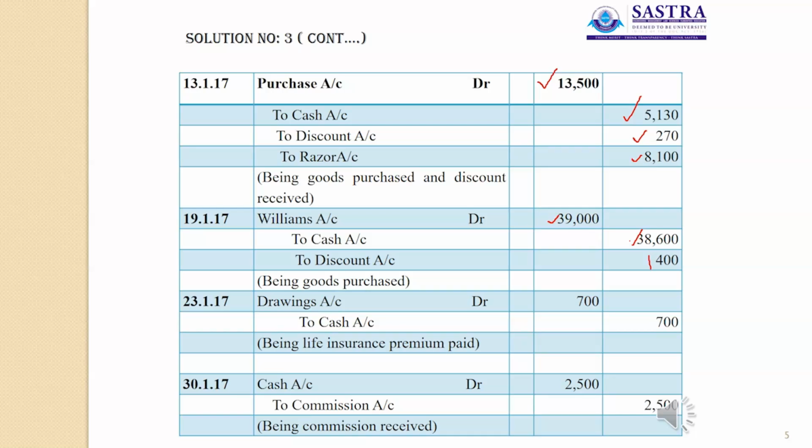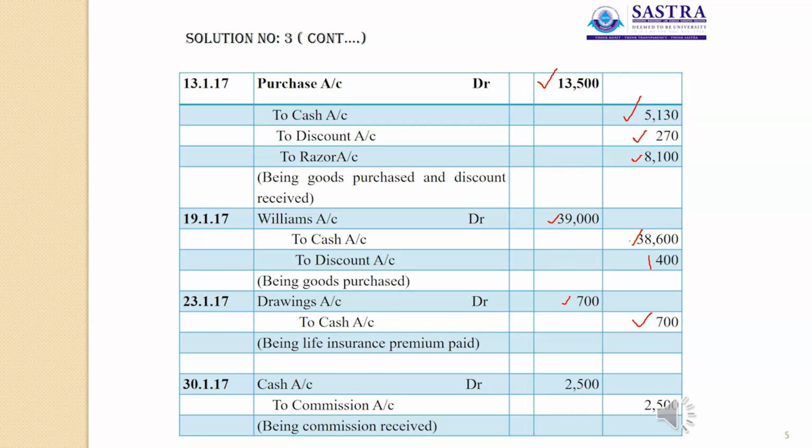Then the next one is drawings. That is the life insurance premium paid. So that is treated as personal use. That amount is utilized for personal use, so we have to write the drawings account. If the insurance premium is paid for the official purpose, we would record the insurance premium account, but this amount is paid for his life, which is a personal purpose. So this is recorded as drawings account. Drawings account debit to cash account rupees 700.